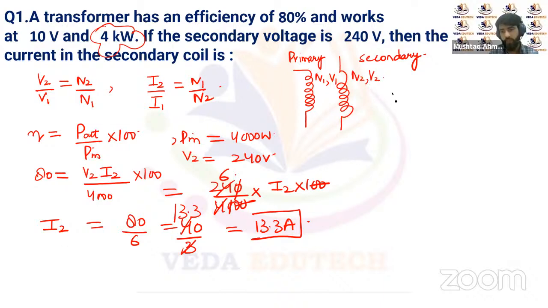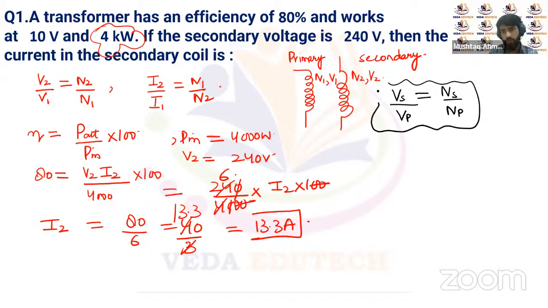The first equation is the ratio between the voltages across. We can write it as Vs, that's the voltage across the secondary, upon Vp, that's the voltage across the primary. It depends upon the number of turns in the secondary coil divided by the number of turns in the primary coil. So this is the first equation that you need to remember with respect to a transformer. Transformer is a very important question with respect to a competitive exam, right?